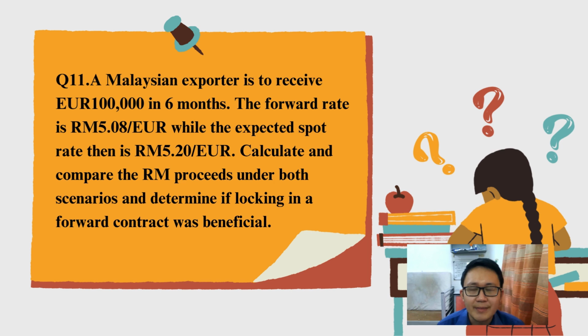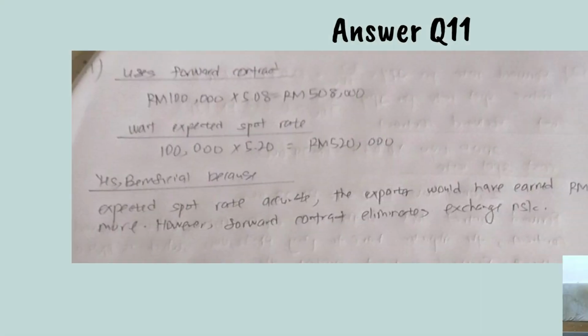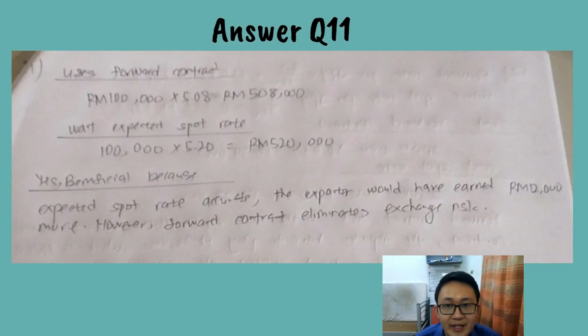Question number 11: a Malaysian exporter is to receive €100,000 in 6 months. The forward rate is 5 ringgit and 8 cents, while the expected spot rate then is 5 ringgit and 20 cents. Calculate and compare the RM proceeds under both scenarios and determine if locking in the forward contract was beneficial. So here is the answer for question 11.